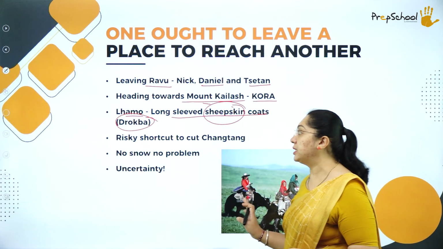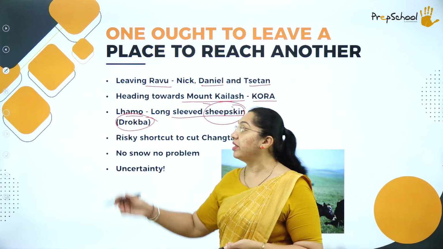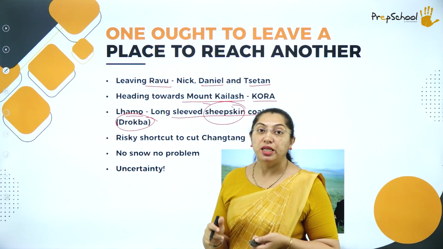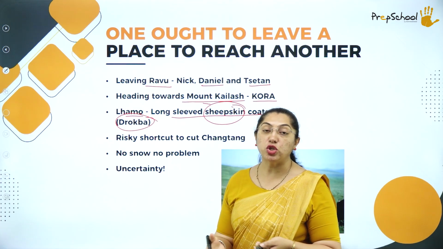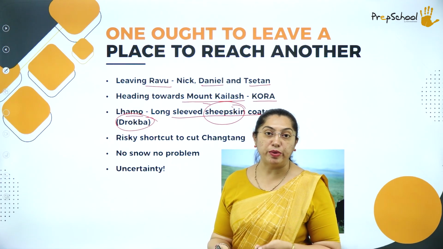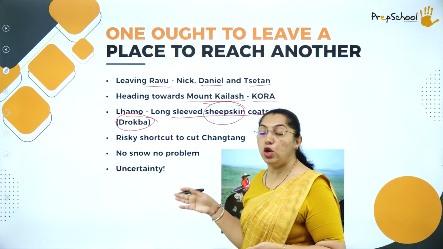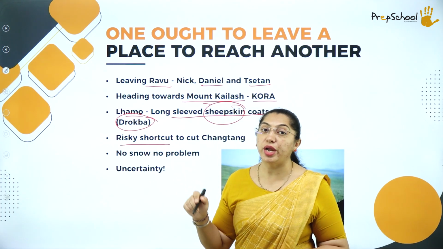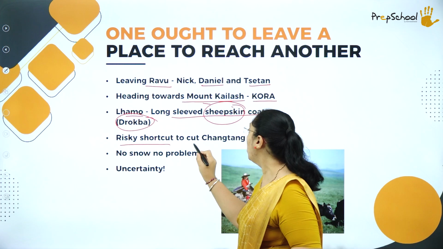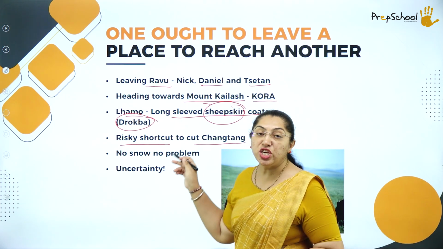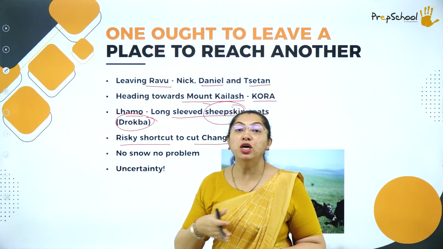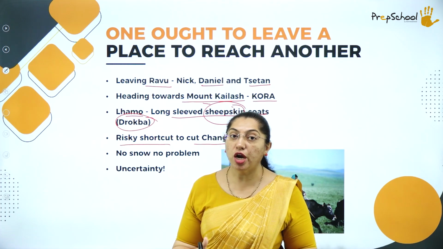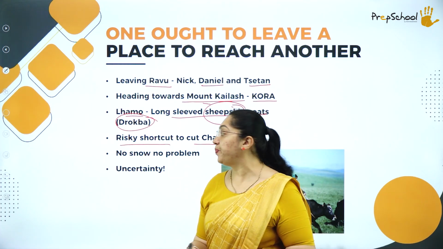These are the nomads. The place they were going, Mount Kailash, was not easy for them to reach. It was a very long distance, and it was also risky. They had to cut Chantang, which means they took a shortcut, and the shortcut was very risky for them.